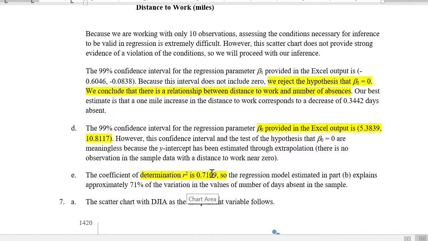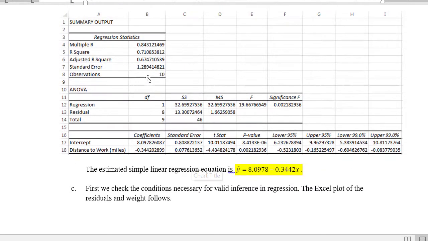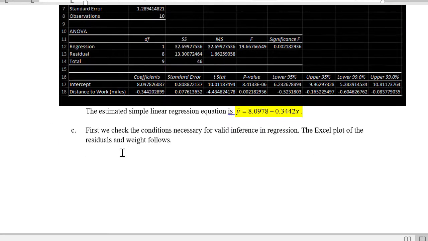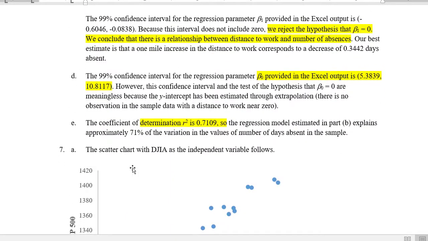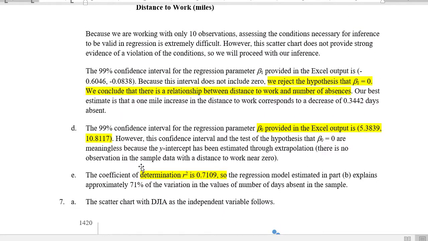The coefficient of determination is 71.09%. We get that from right here, this line. All right, so that's what I was looking for in problem 4.